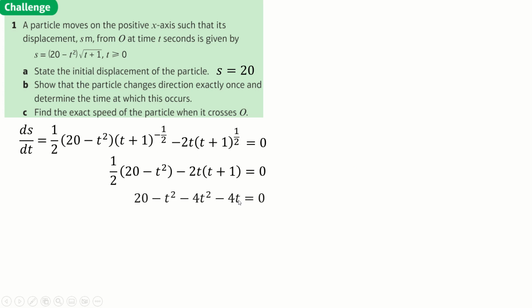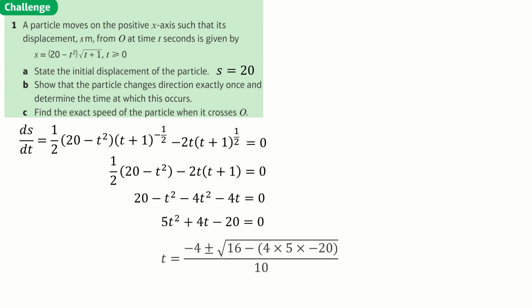And then you can just solve this, right? Double everything, solve it, super easy. Get t as this. We obviously want the positive one, so t is that. So that's the time in which it changes direction. And it only changes direction once because the other time it changes direction is when t is negative, so that doesn't count. Find the exact speed when it crosses 0.